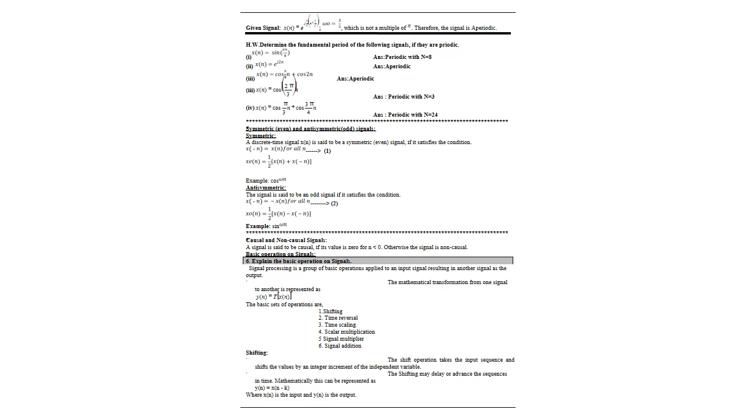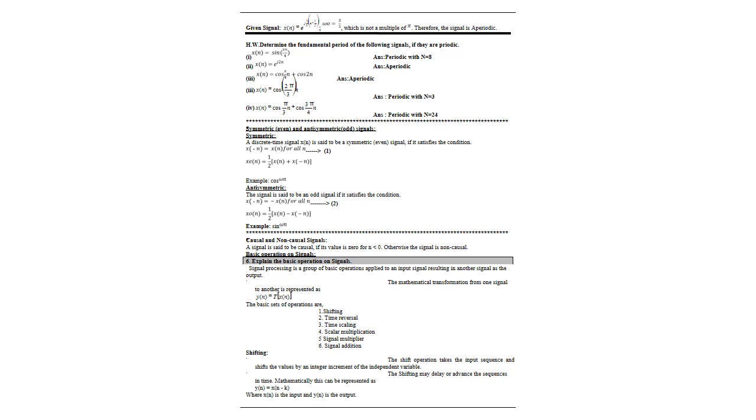And next is xe of n is equal to 1 by 2 x of n plus x of minus n. For example, cos of omega n. Anti-symmetric means the signal is said to be odd signal and it satisfies the condition x of minus n is equal to minus x of n for all n. So that is x naught of n is equal to 1 by 2 x of n minus x of minus n. So example is sine of omega n.